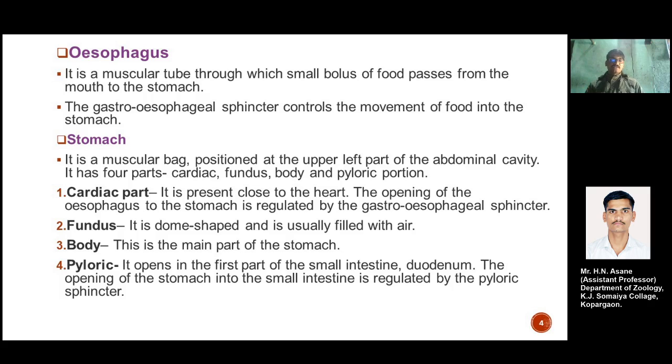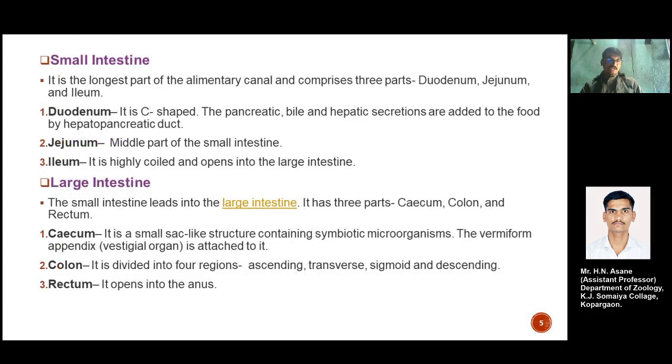It opens into the first part of the small intestine, that is the duodenum. The opening of the stomach into the small intestine is regulated by the pyloric sphincter, just like the gastroesophageal sphincter in the upper direction. That sphincter controls and regulates the passage from the stomach into the small intestine, which opens into the duodenum.